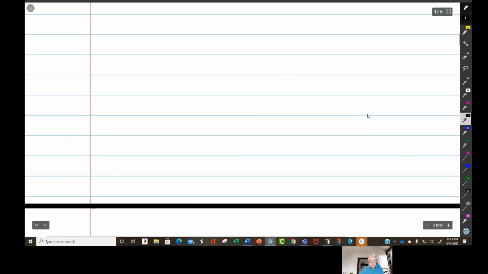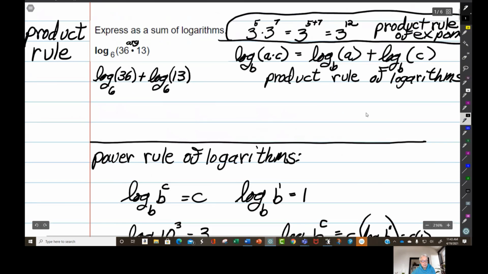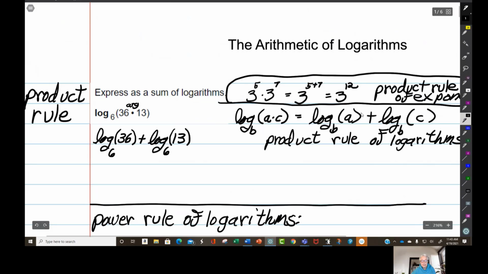Well, we're done. This is what we were going to do today. Tomorrow it's more complicated. Tomorrow and Thursday, we're going to be using these rules to solve exponential equations and logarithmic equations. So stay tough. We're almost done.